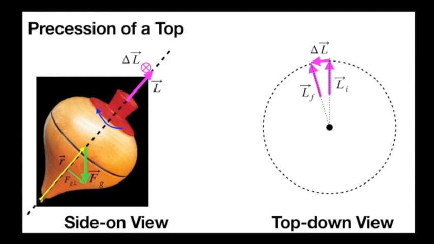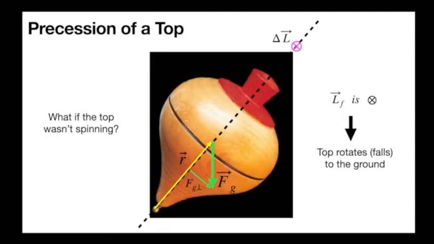The interesting part isn't just that it ends up precessing around. We found that's kind of cool, but also that when it's spinning, what should happen when the top is off center, just like it falls due to gravity, does not happen. It stays up, right? So what if the top wasn't spinning? If we didn't have that L initial, well, then our L final would just be into the page. And then what happens when we have an L final into the page? That means a rotation that from this perspective is clockwise, and yeah, the top just falls.